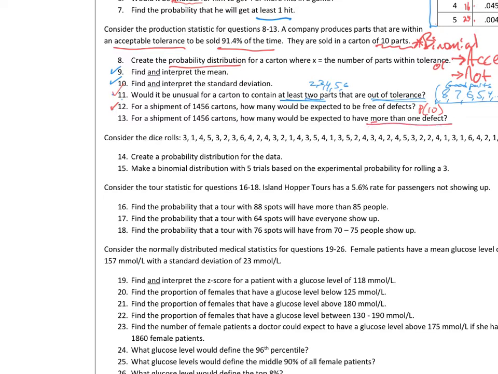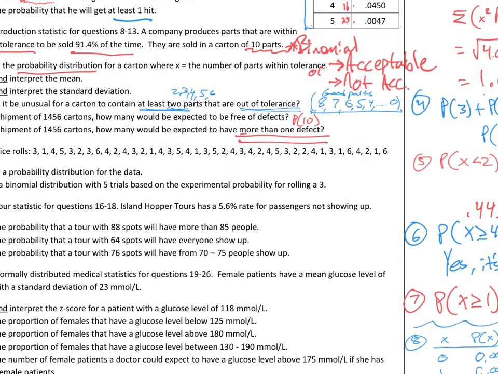What's the probability that we'll have more than one? Well, more than one means we could have 2, 3, 4, or more bad ones. We've got 2 or more bad ones, or out of tolerance. Isn't that what this was up here? So we already found this probability, okay?